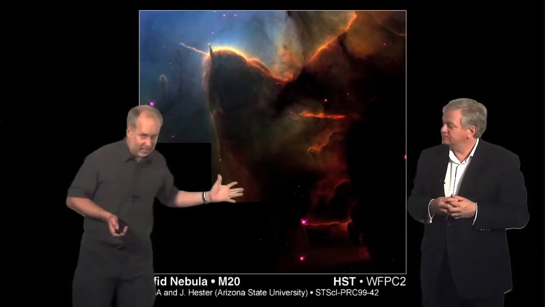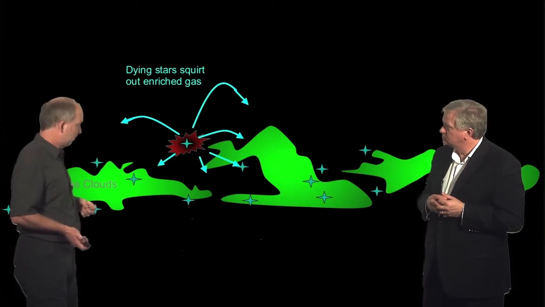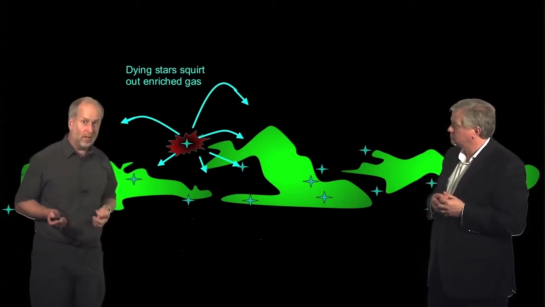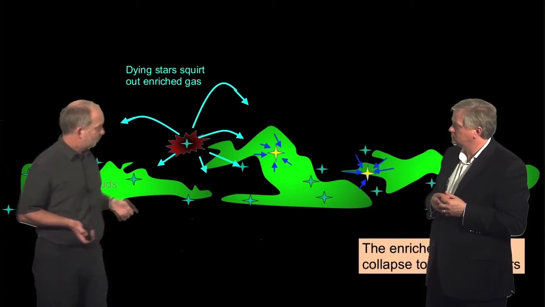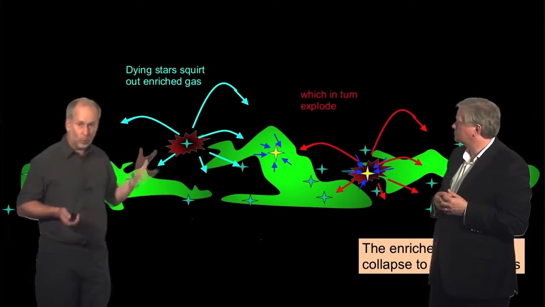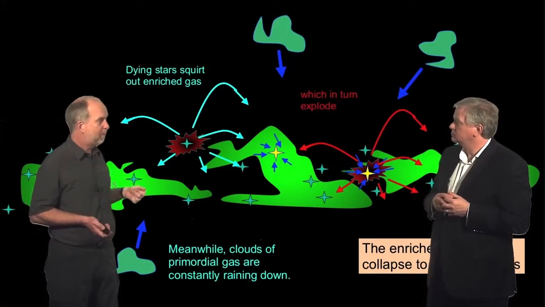Where do these giant molecular clouds come from? Well, you get gas and stars. Some of the stars explode. As they explode, they squirt out enriched gas, as we talked about in the first Light in the Universe lesson. This gas coalesces to form another generation of stars. Some of these in turn explode, squirting out yet more gas. All the time you've got clouds of primordial gas left over from the Big Bang raining down.